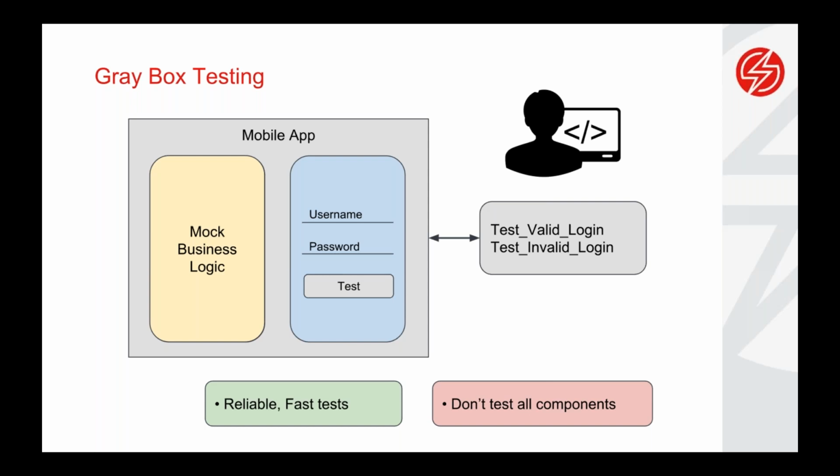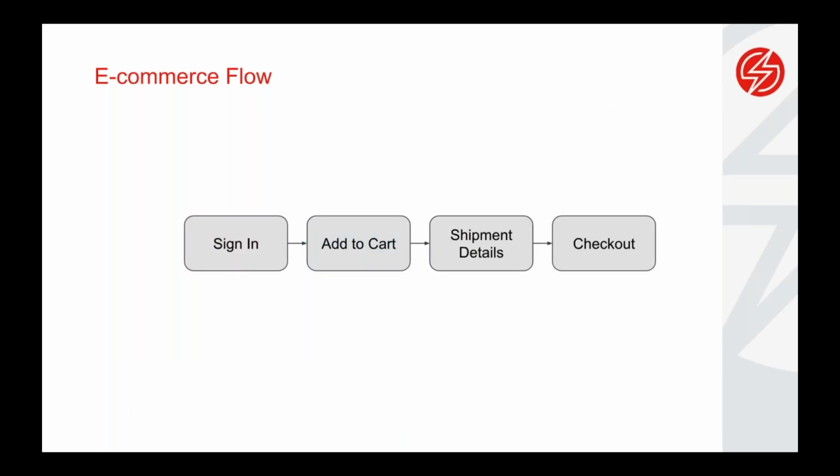Now, the key point I'm trying to make is that both gray box and black box testing are complementary to each other. It's not that one is better than the other. Now, I've used a simple app to kind of illustrate these differences. Now, if you take a real world scenario, like an e-commerce app, which has complex user flows, where you need to sign in, add items to the cart, provide shipment details, and actually check out.